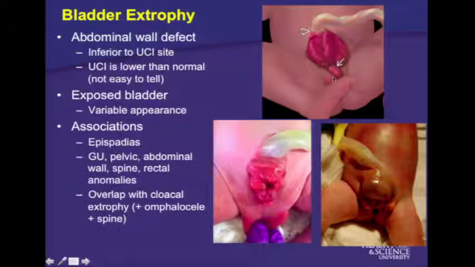Always there's going to be a disorder of sexual differentiation. This, for example, is a male, and this is epispadias. This is a female, and the labia have been splayed. Associations include epispadias, GU, pelvic, abdominal wall, spine, and rectal anomalies, and there is an overlap with cloacal exstrophy, which often has omphalocele and spinal anomalies. So it's a diagnosis to keep in mind when the bladder is not seen, the fluid is normal, and there is abnormality of the genitalia.